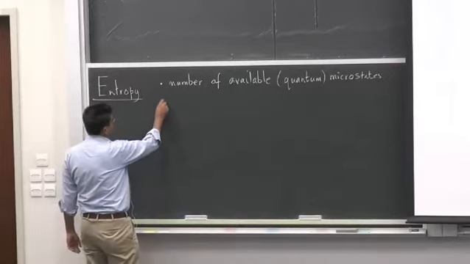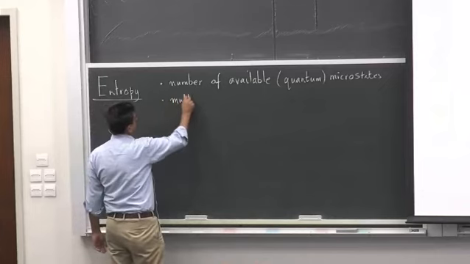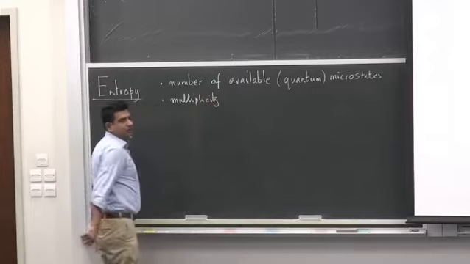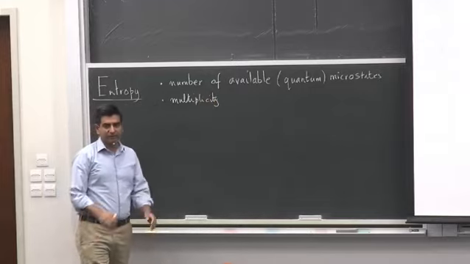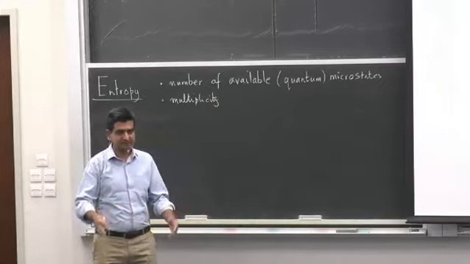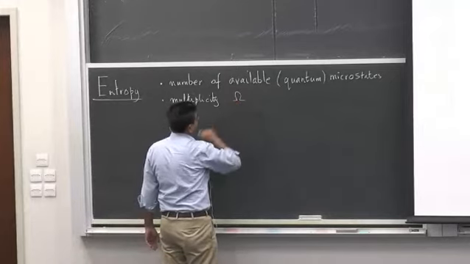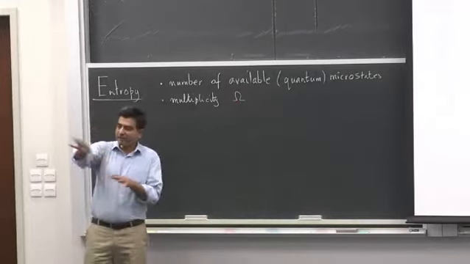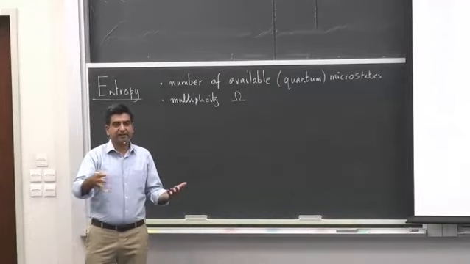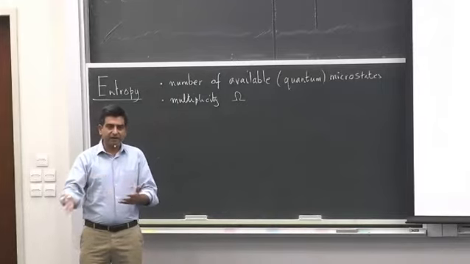It can also be characterized by the multiplicity of that macrostate. Multiplicity of a macrostate means inside that macrostate how many microstates exist. And this multiplicity was denoted by omega. How many states exist? So you have a parking lot, you have cars, energy that is going inside that parking lot. How many spaces exist for the cars to be parked inside that parking lot?